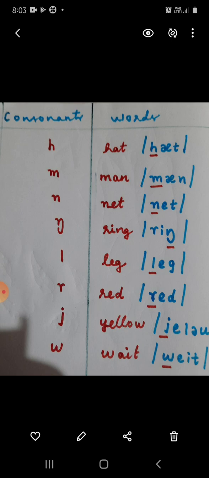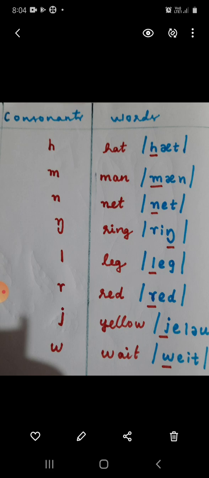Clear? Then another example is king, K-I-N-G, king. Another example, monkey, m plus a plus ng plus ki, monkey. Clear? So you can find out your own examples. Try to find your own examples with the help of an authentic dictionary. Okay. So we'll pass on to the next sound, and the next sound is l sound.